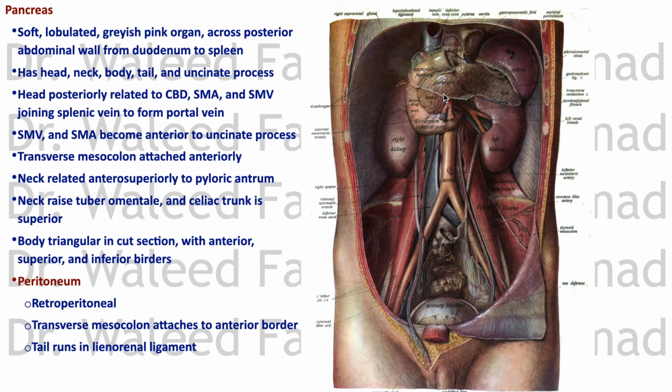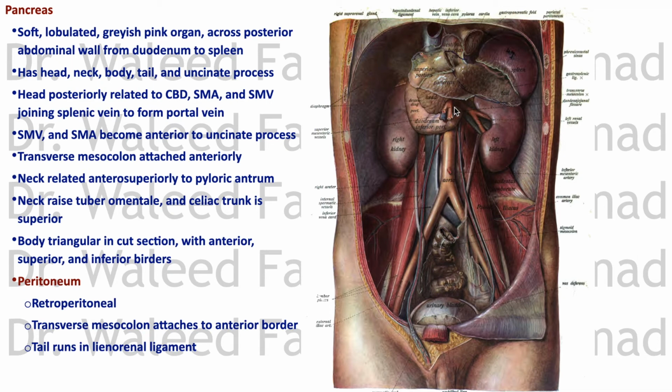After the head, we have the neck, body, and tail of the pancreas, which runs in the splenorenal ligament. The head is posteriorly related to the common bile duct and the superior mesenteric artery and vein. The splenic vein joins the superior mesenteric vein to form the portal vein. To be precise, this joining is somewhat behind the neck.